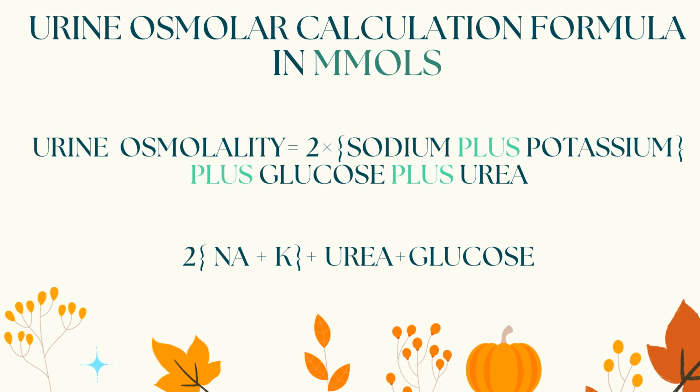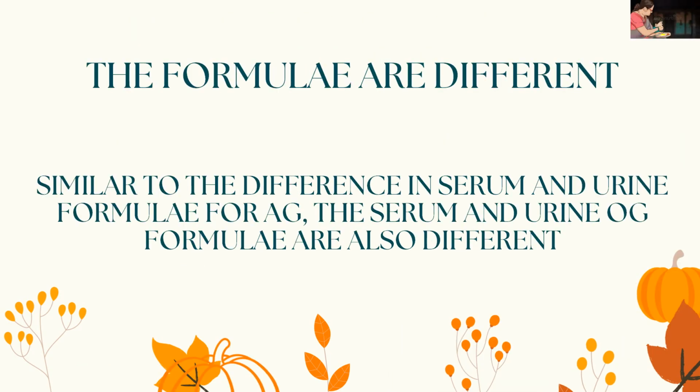So this would be the formula that is used to calculate the urine osmolarity. So it's 2 into sodium plus potassium plus urea plus glucose. This would be the calculated urine osmolarity, and this would be deducted from the measured osmolarity given by the osmometer by the freezing point method. Just like the formulas for the serum and urine anion gap are different, the formulas for the urine osmolar gap and the serum osmolar gap are different as well.